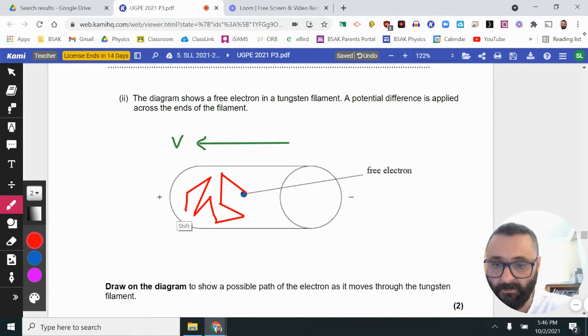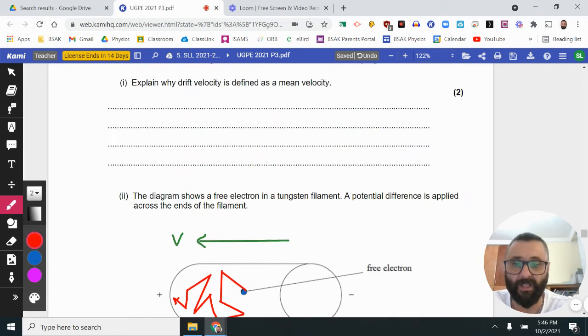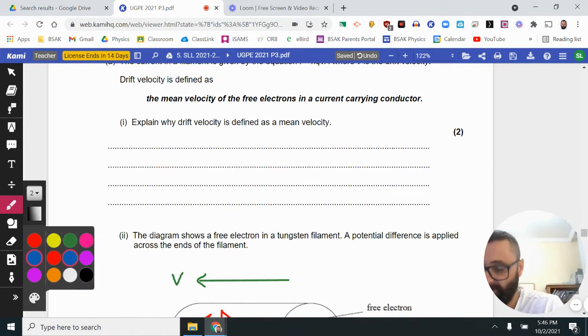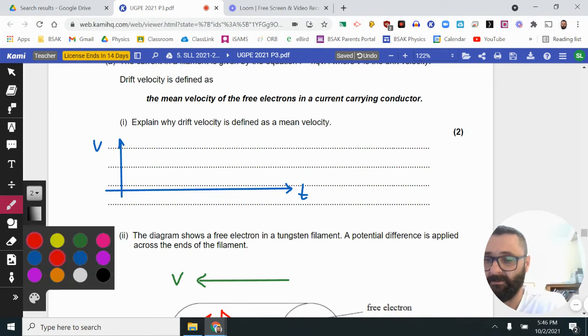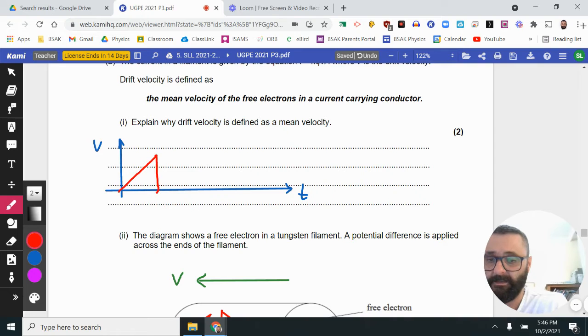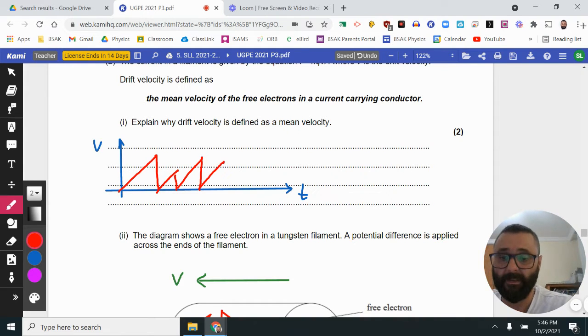The overall movement is in a straight line to the left. Now we have an overall average velocity because if we plot a graph of speed against time for a single electron, it actually does this, doesn't it? So it'll speed up, collide, speed up, collide, speed up, collide, but the time between collisions is random, and it keeps changing.